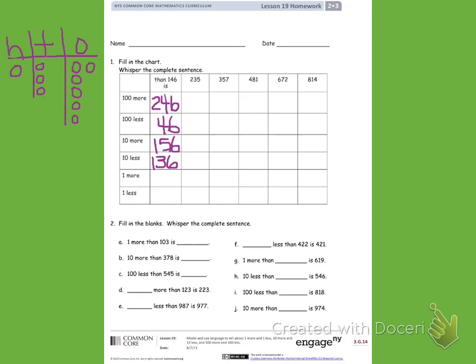Again, I go back to my original number of 146, and this time it says 1 more. So now I have 147. Going back to my original number of 146, and it says one less. So I'll cross out one of my 1s, and now I have 145.